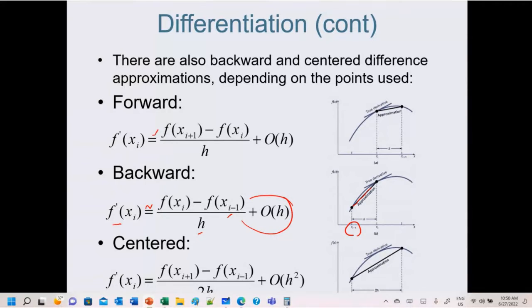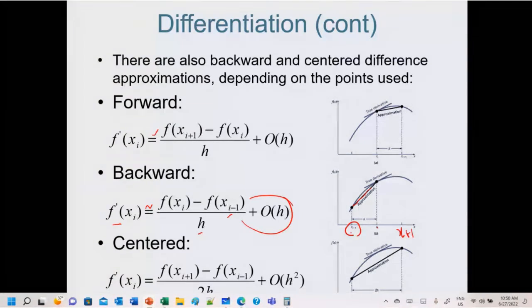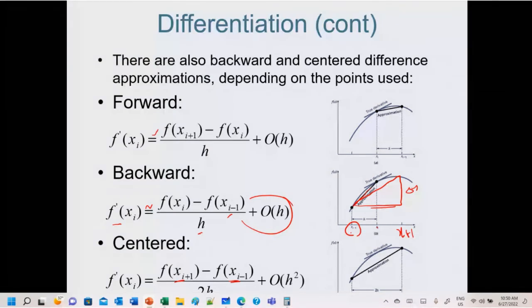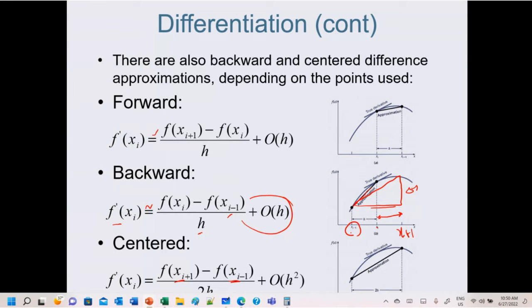Or we can take a centered difference, which is, if you want to find the derivative at xi, then you can use xi plus 1 and you can use xi minus 1. So you are taking both of these points. Your delta y is going to be f of xi plus 1 minus f of xi minus 1, and your delta x now is going to be h plus h, so it's going to be 2h. And the error term that we are left with now becomes of the order of h square, not of the order of h.